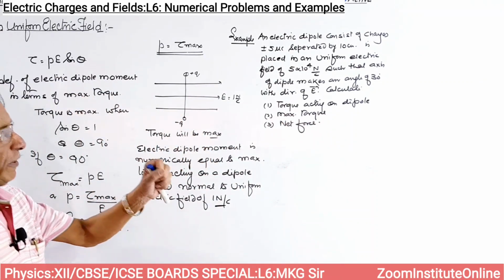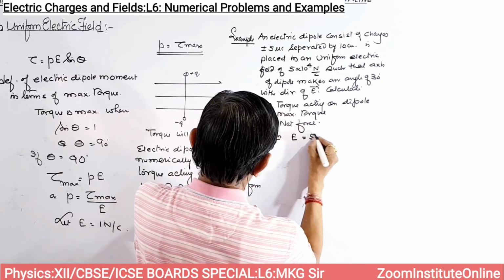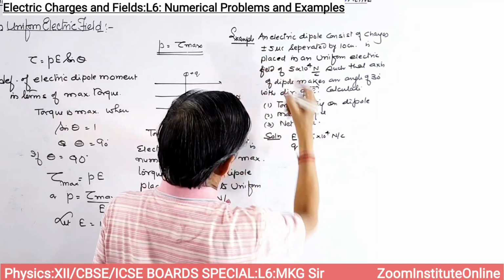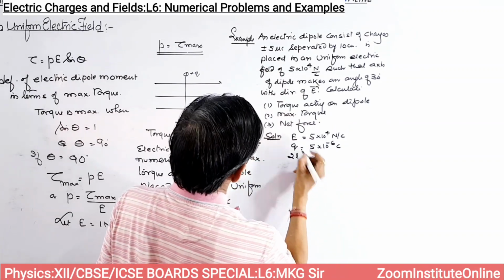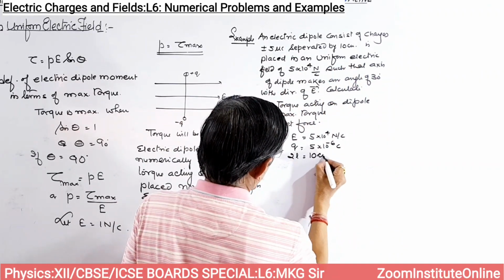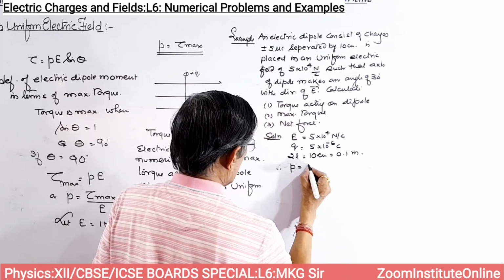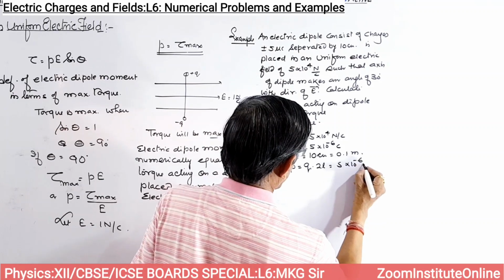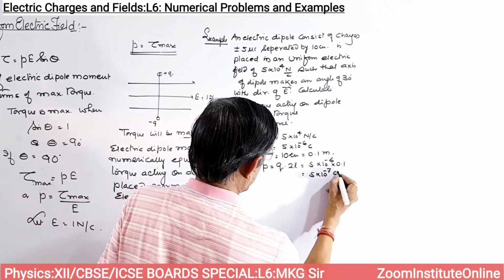So in the numerical you are given that there is uniform electric field E. E is equal to what? 5 into 10 to the power 4 Newton per coulomb. Each charge is of what? 5 microcoulomb. So 5 into 10 to the power minus 6 coulomb. 2L is equal to what? That our distance between the two charges is given 10 centimeter. 10 centimeter is equal to 0.1 meter. So therefore P is equal to Q into 2L is equal to 5 into 10 to the power minus 6 into 0.1, or you can write 5 into 10 to the power minus 7 coulomb meter.